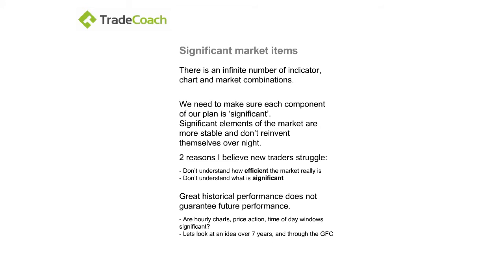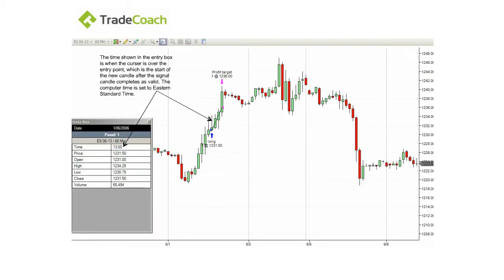Let's look at a particular idea over the last 7 years and through the GFC. So here we're going long, and the time we went long, or the start of this candle, the time is 1 o'clock, so it's 1300 hours in the data box. I've written here the time shown in the entry box is when the cursor is over the entry point, which is the start of the new candle after the signal candle has become valid. The computer time was set to Eastern Standard Time. Now, can you all see 5 green candles in a row leading up to that?